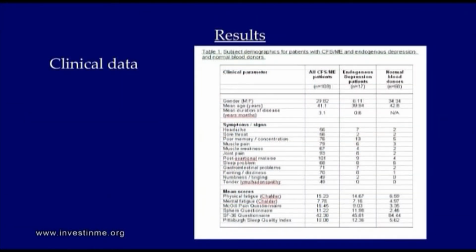So the clinical data of the subjects used in the study is shown here: CFS, endogenous depression, normal blood donors. The CFS patients had typical prevalences of these symptoms that we use to diagnose the disease and typical scores in the Chalder Fatigue Scale, McGill Pain Questionnaire, SPHERE, SF36, and the Pittsburgh Sleep Quality Index.